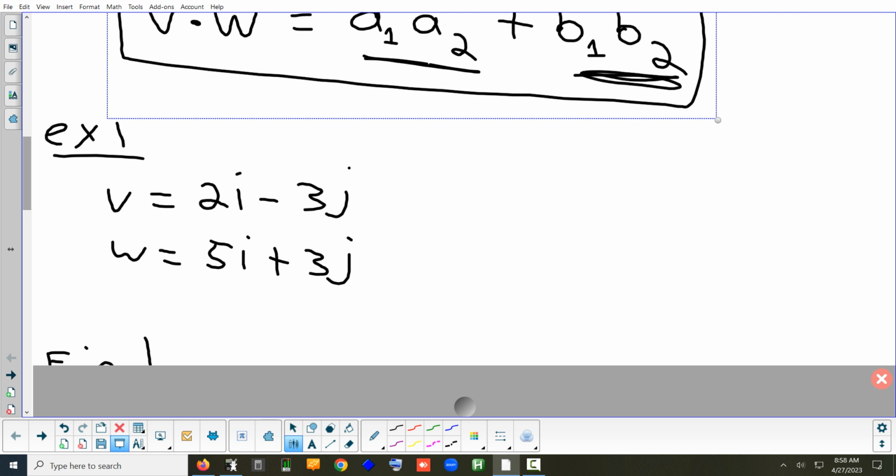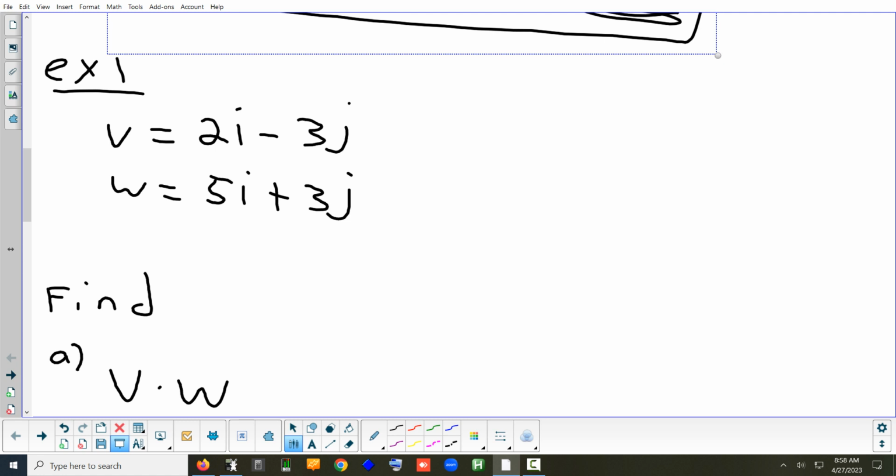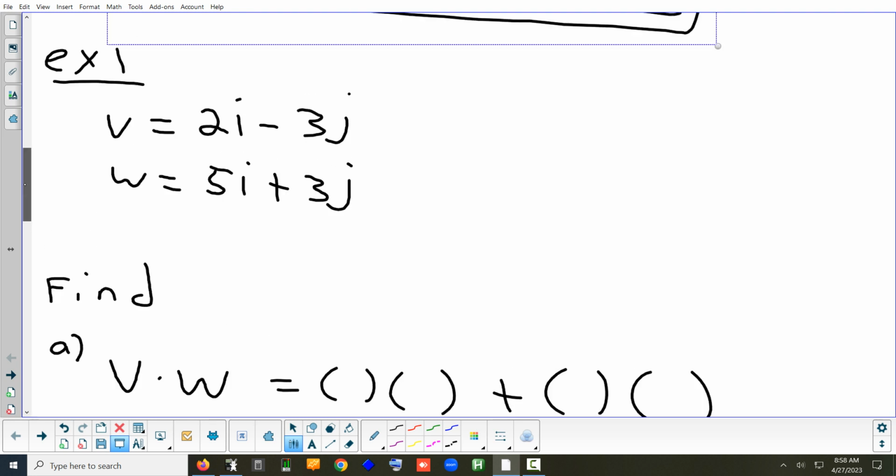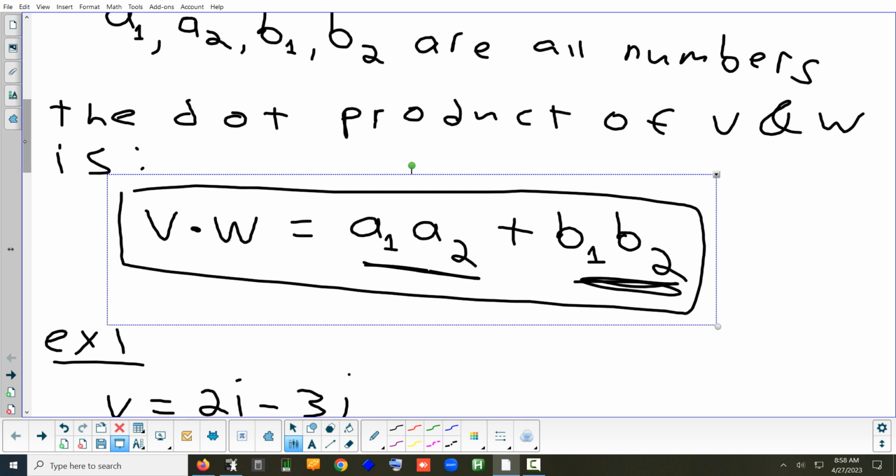Okay, so here's two vectors. And I want to find the dot product, v dot w. So when I'm doing a dot product, I usually write it out first, everywhere that I'm going to need to put a number. So it's going to be something times something plus something times something. And when we fill in the numbers in those parentheses, I want to make sure we follow this exact order.